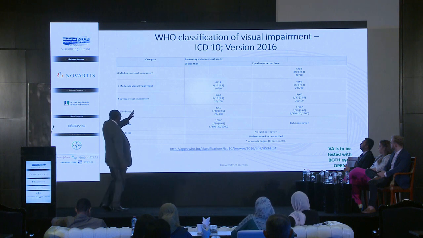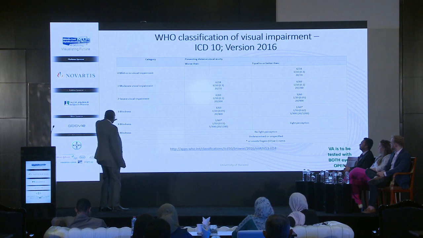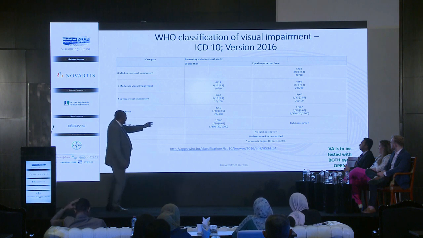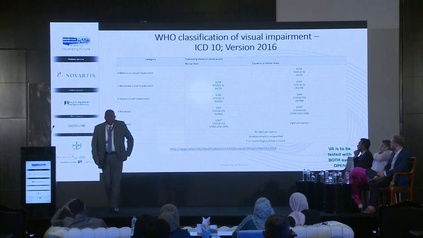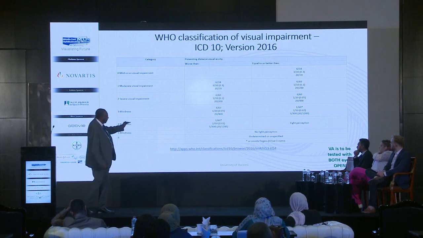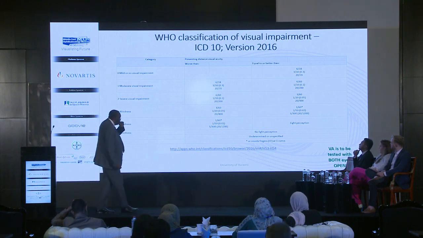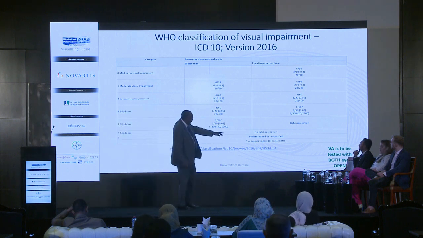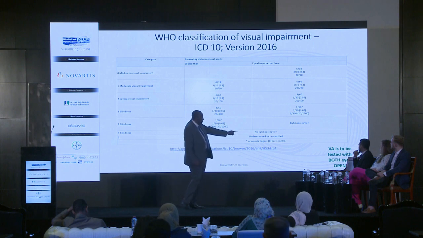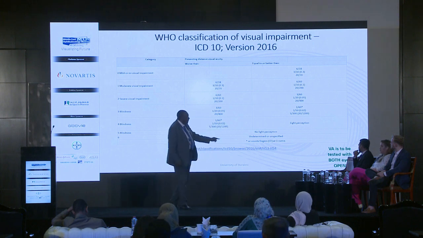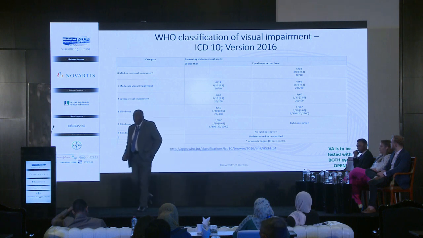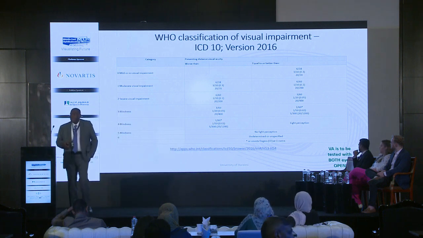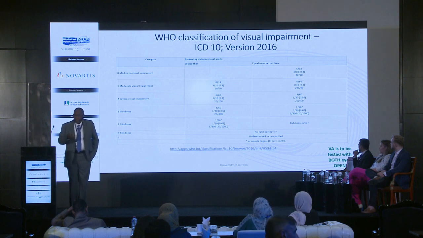Then we come to the classification. As we can see here, we have categories 0, 1, 2, 3, 4, 5, and that will take us to the amount of visual acuity matching each of those categories. This is the WHO definition, and obviously anybody can get that. The message I would like to send here: visual acuity is to be tested with both eyes open. That will even psychologically help the patient to accept the situation.